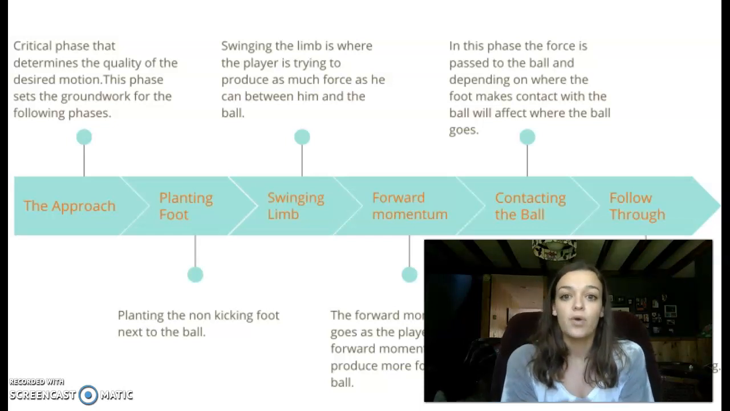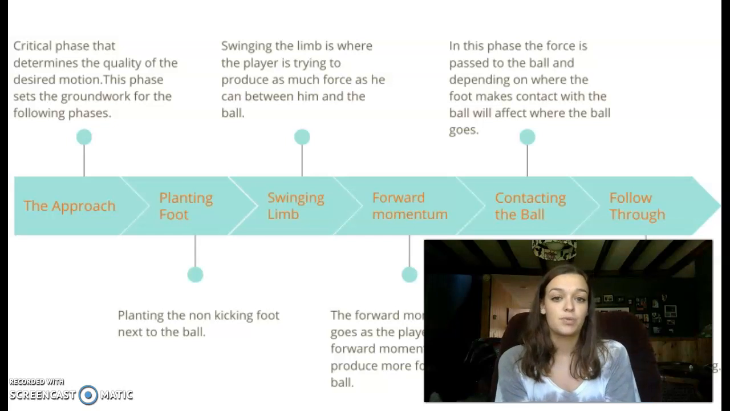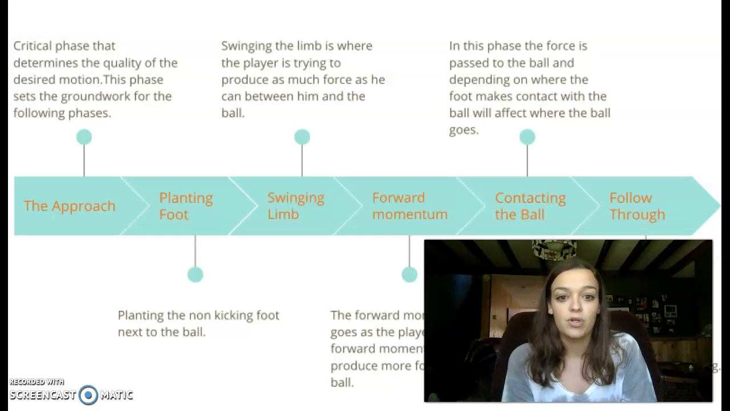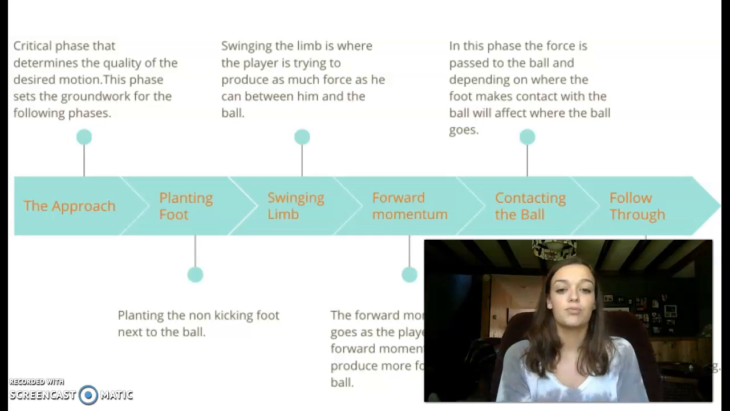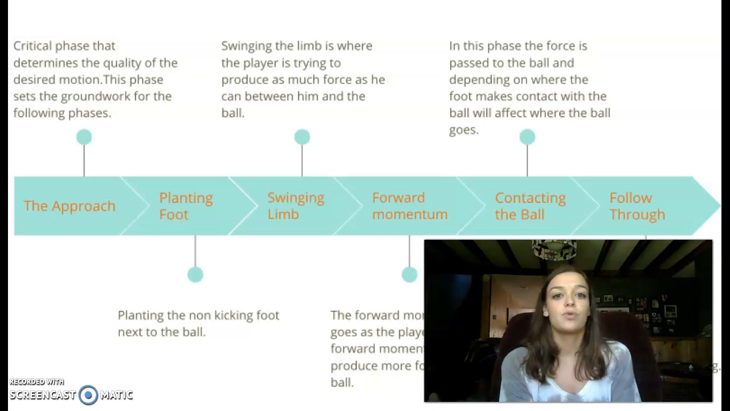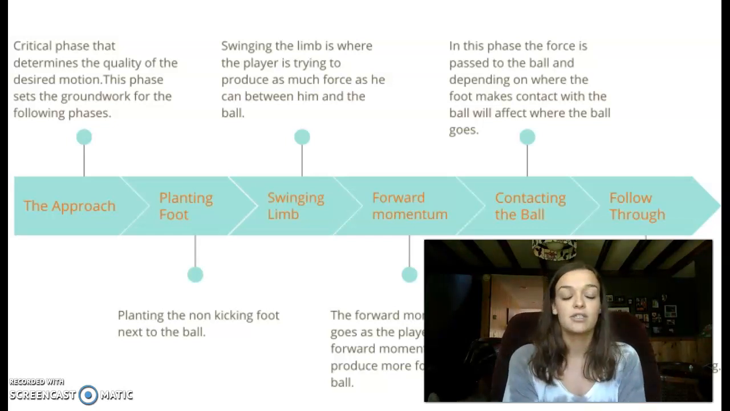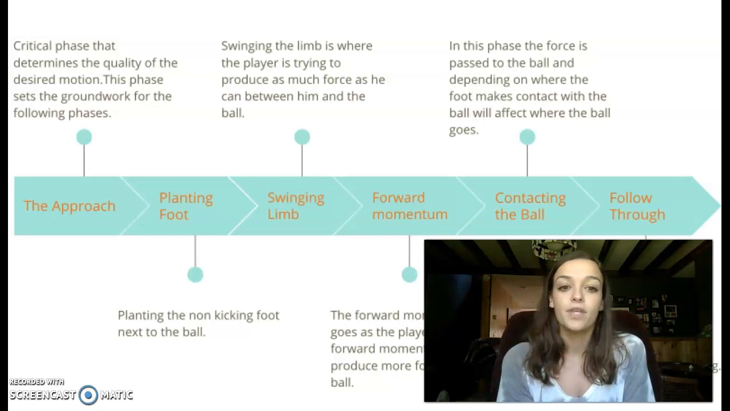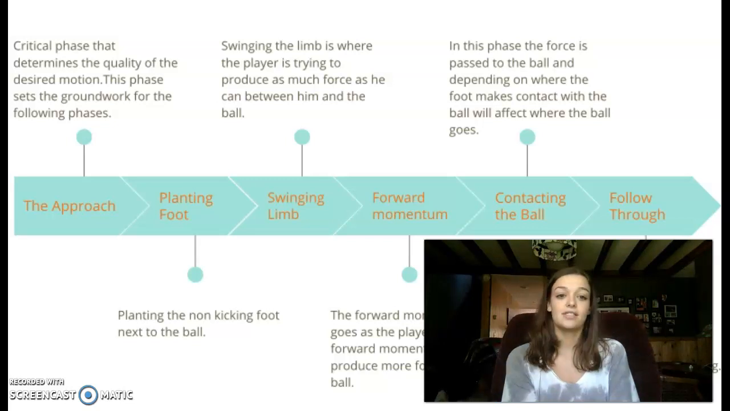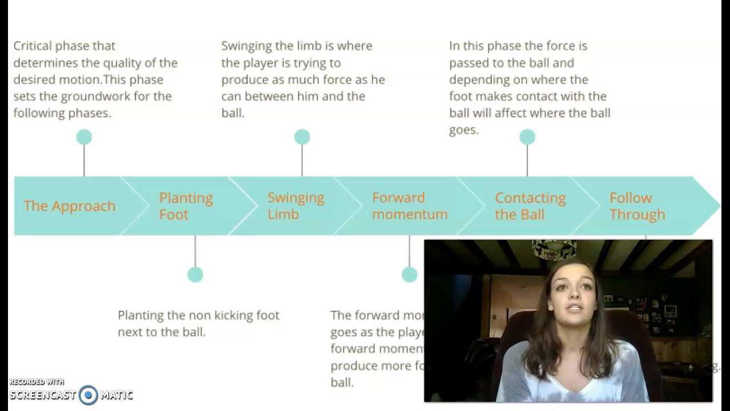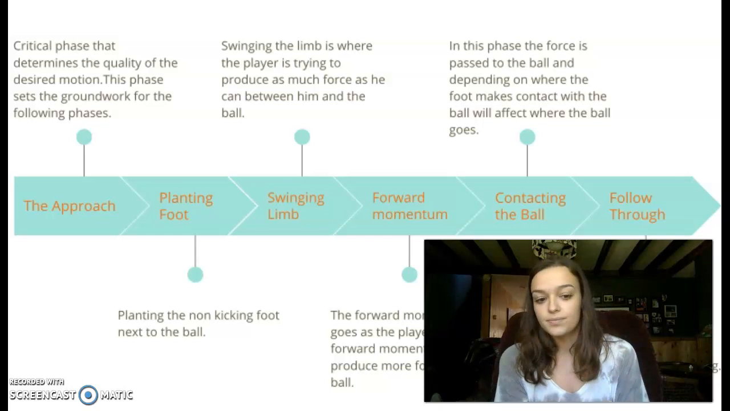And swinging the limb is where the player is trying to produce as much force between him and the ball. Forward momentum goes with swinging the limb, as the player uses it to produce more force on the ball. When contacting the ball, this phase is when the force is passed from the foot to the ball. Depending on where the foot makes contact with the ball is where the ball will go. And then the follow through is the body continuing the motion after contact with the ball, and most of the contractions are eccentric in this phase.